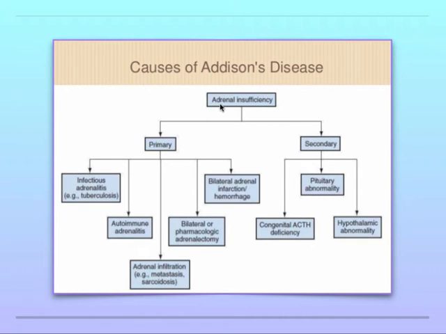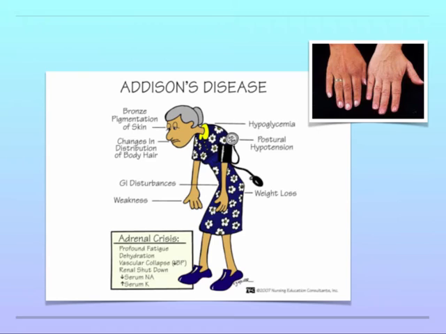This next image is basically going over what I just stated. You can have adrenal insufficiency from a primary cause, which originates within the adrenal glands, or a secondary cause, which originates within the pituitary or hypothalamus. So symptoms, I just put this up here too. A lot of times they'll have bronze pigmentation of the skin, which this picture depicts. If you look at their skin coloring, they'll get that bronzy tan look. A lot of times they can have changes in the distribution of their body here.